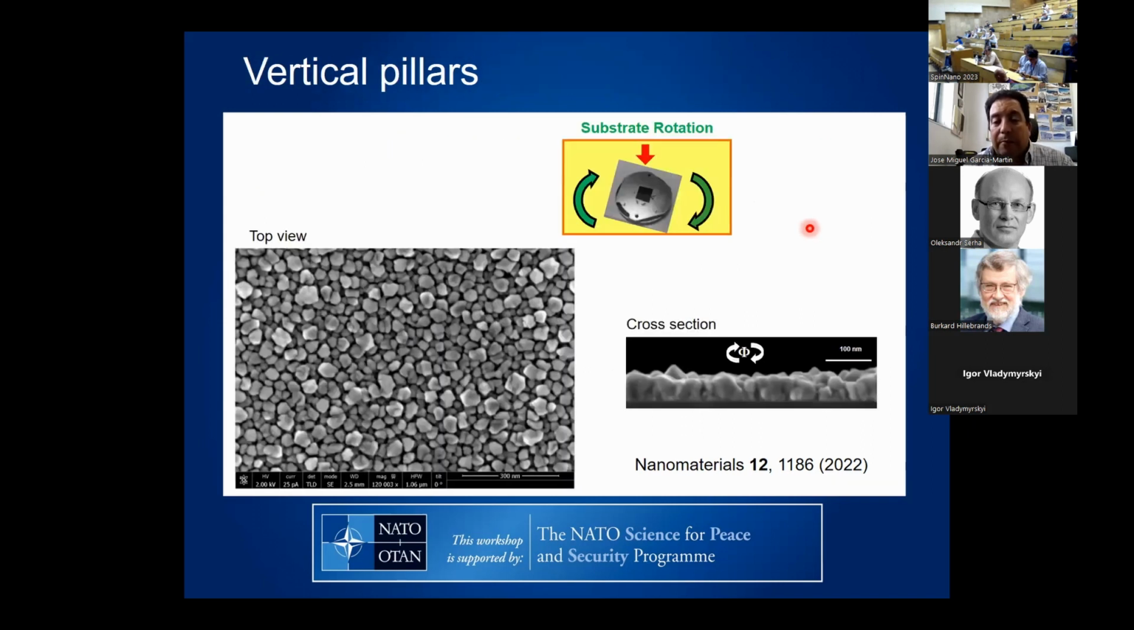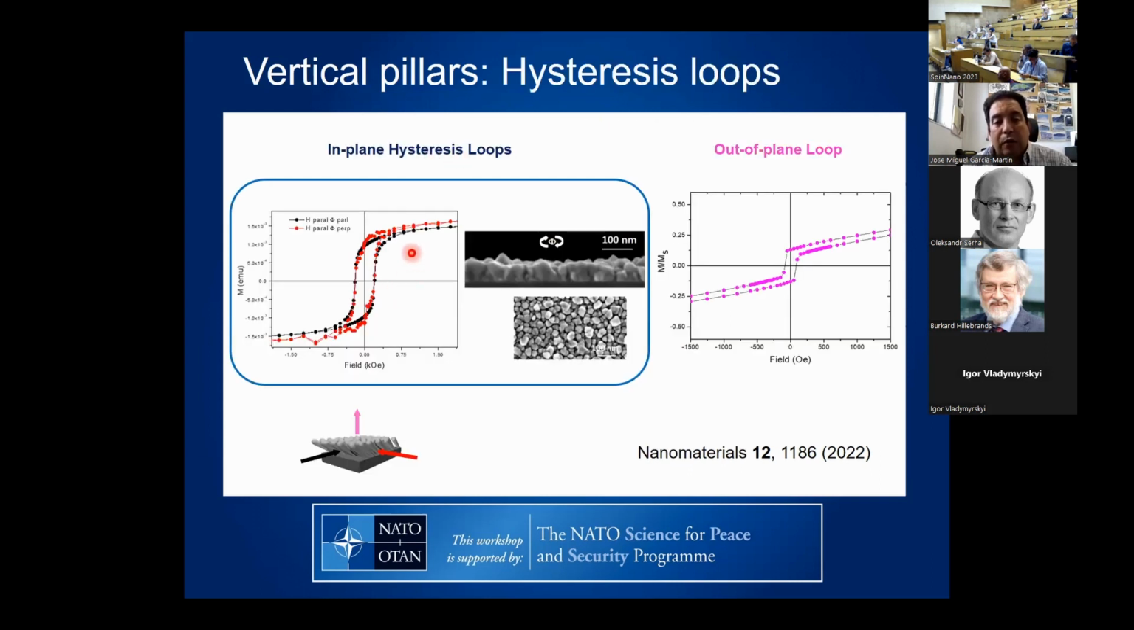However, if we prepare vertical pillars, this is something that we can do, as we saw previously, by rotating the substrate while we are doing this glancing angle deposition. You can see in the cross section that the nanopillars are vertical, and from the top view you can see that now all directions in the plane of the substrate are equivalent. So when we measure the hysteresis loop, we don't see any anisotropy in the plane of the substrate. All directions are equivalent. And in the vertical loop, you can see that some squareness appears.